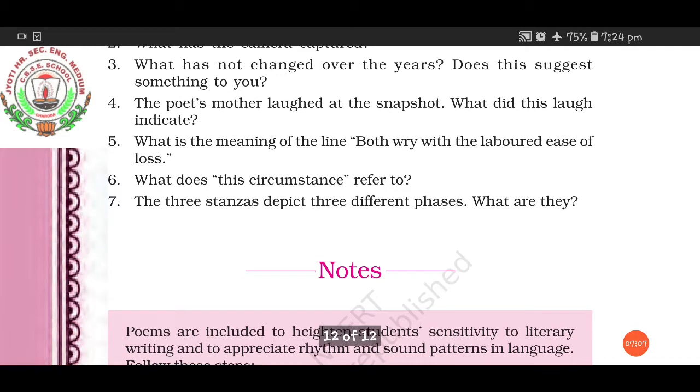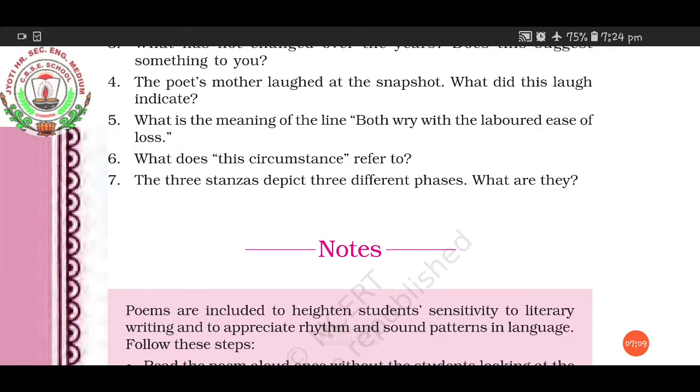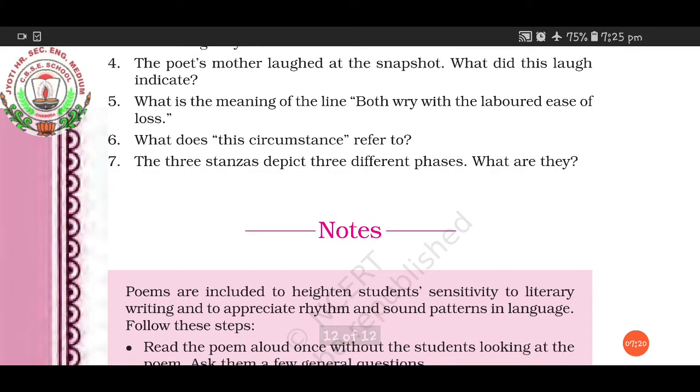What does this circumstance refer to? While I was explaining the last stanza of it, I told you what circumstance means over there. Yes, the circumstance over there refers to the death of the poet's mother. Nothing else to write down in that.